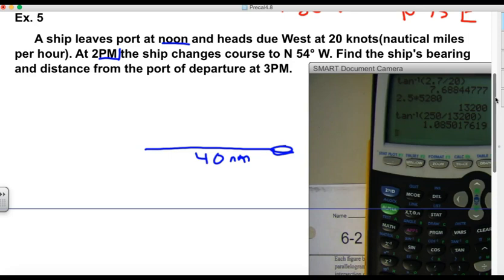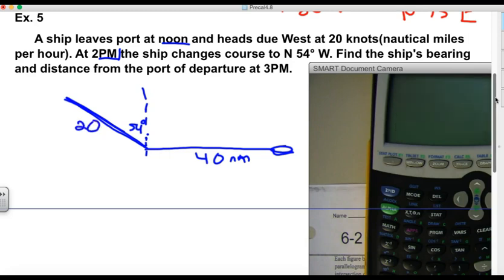So think about our bearing now. If we go straight up north, and then west 54 degrees. So right here's north, and this is 54 degrees going towards the direction west, right? So we go north 54 degrees west, and it wants to find the ship's bearing and distance from the port of departure at 3 p.m. So now that means we travel another hour, right? So another hour is going to be 20 more nautical miles along that line.